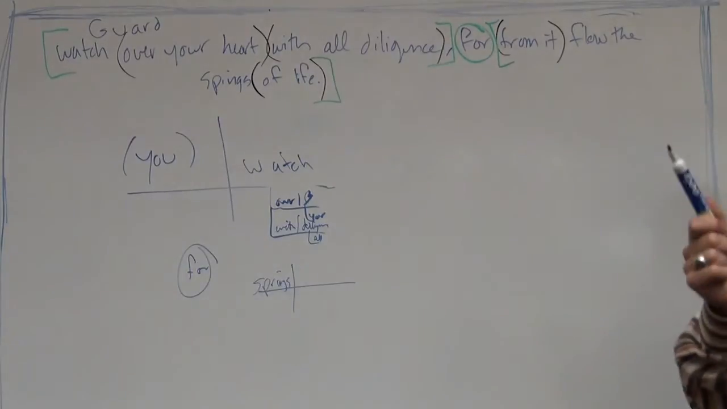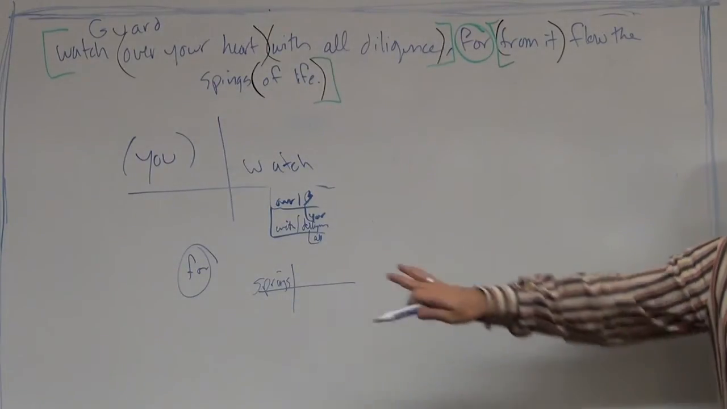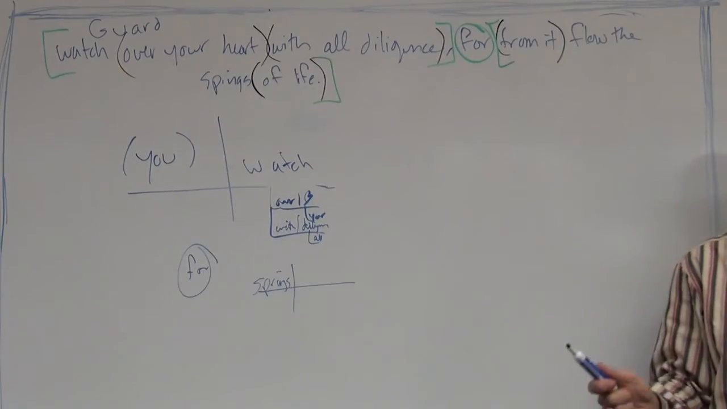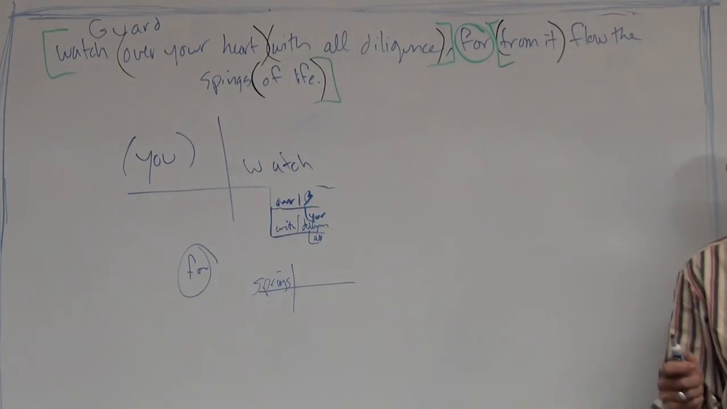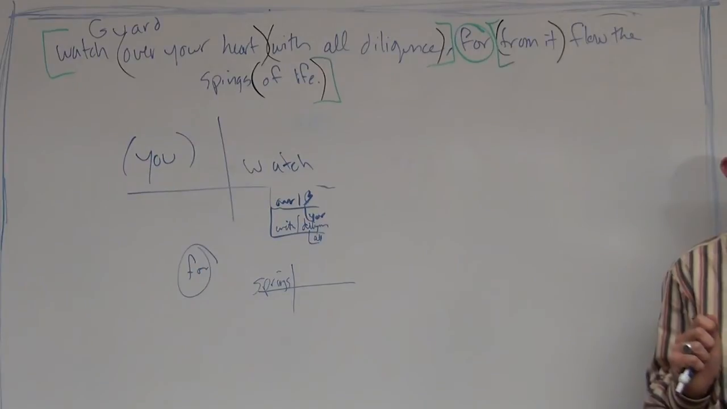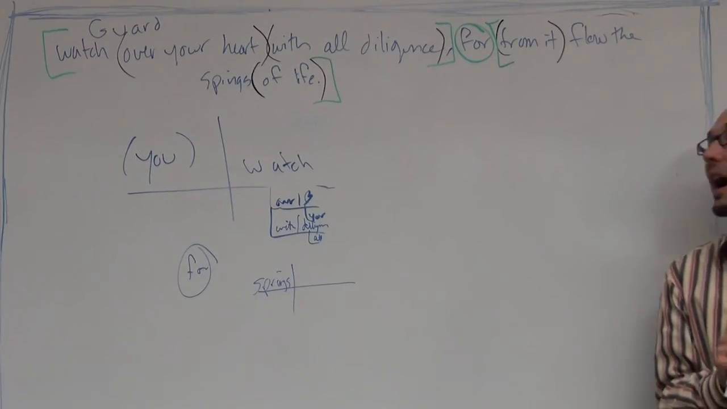Hold that question. That's a good question. And Dana, you're asking, why am I indenting this clause to the right? I know that "from it" is a prepositional phrase, so you can't have your subject there, but really "flowing the springs of life," it's referring back to the heart, right? Okay, confused. If springs is the subject, I guess.